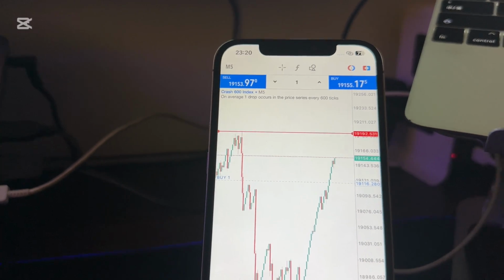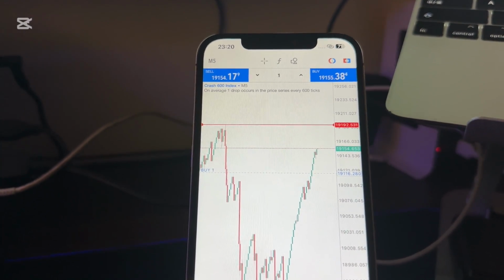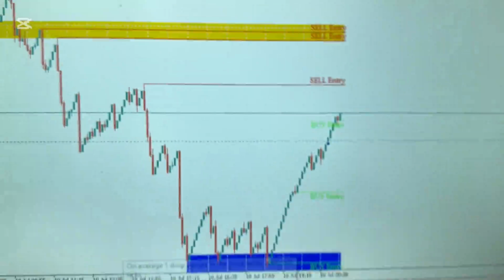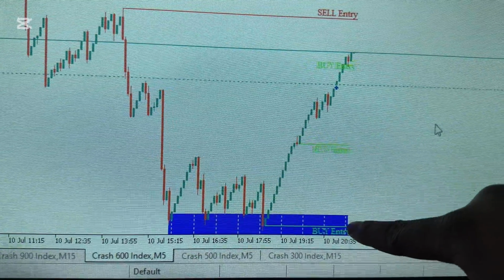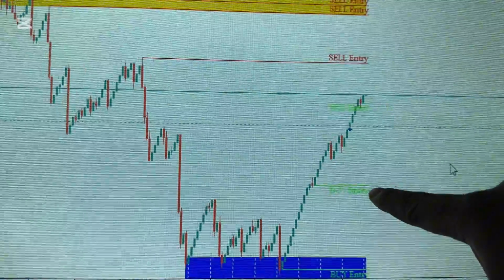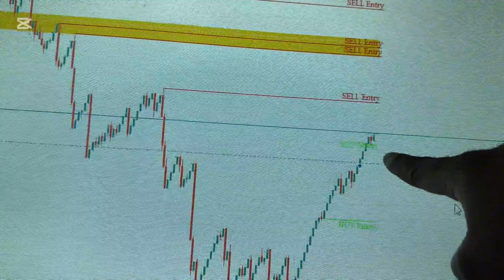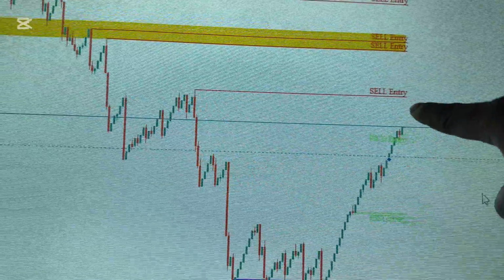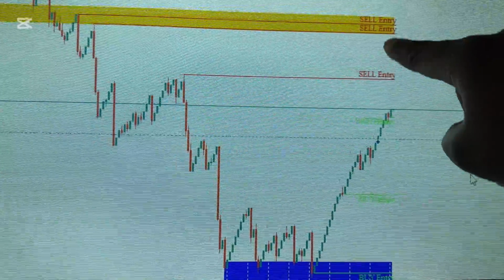Okay, I can't remember when last I gave an update on Crash 600. This is how it's performing. Remember what I told you guys. If you were following, I said we got this buy entry in this blue zone, and we got this second entry that we missed. I told you somewhere around here, it's going to give us a second entry because it's a very strong bullish momentum. And we're obviously going to head to the zone and react to the zone.